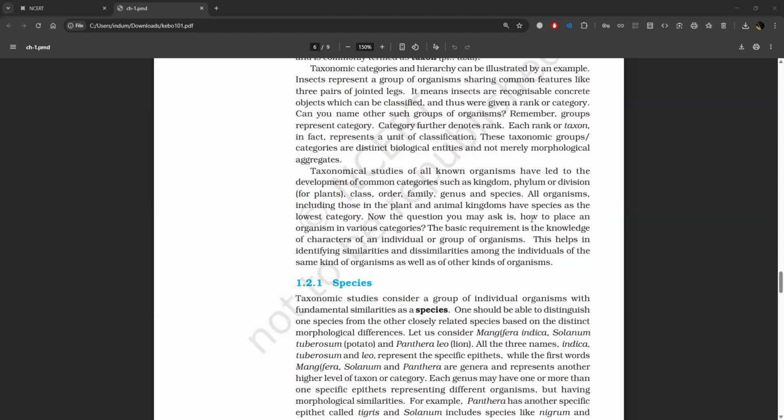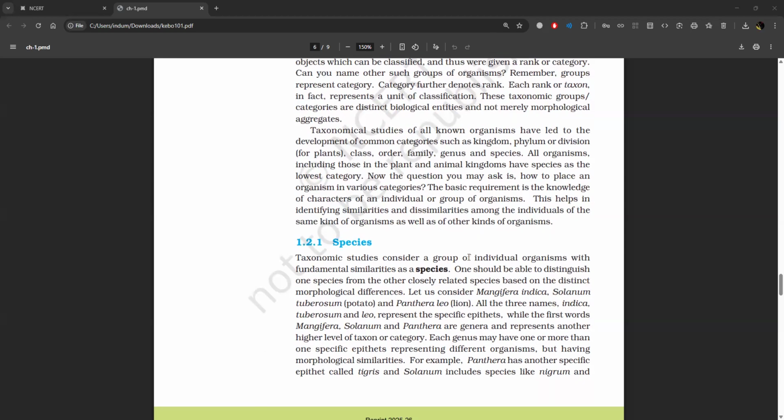Taxonomical studies of all known organisms have led to the development of common categories such as kingdom, phylum or division, class, order, family, genus, and species. All organisms, including those in the plant and animal kingdoms, have species as the lowest category. Now, the question you may ask is how to place an organism in various categories. The basic requirement is the knowledge of characters of an individual or group of organisms. This helps in identifying similarities and dissimilarities among the individuals of the same kind of organisms as well as of other kinds of organisms.